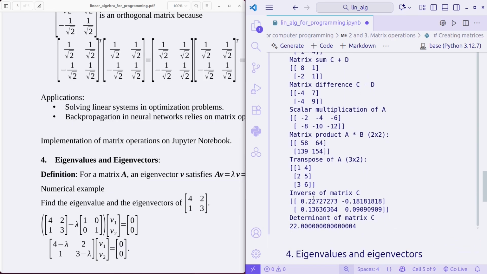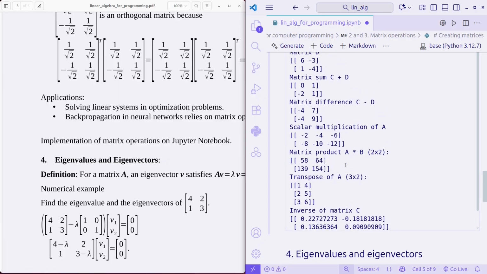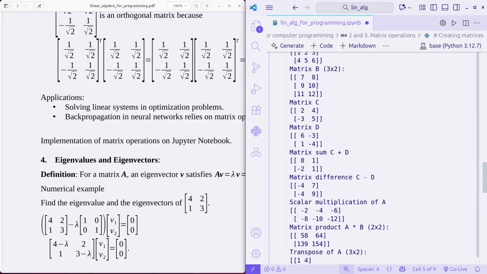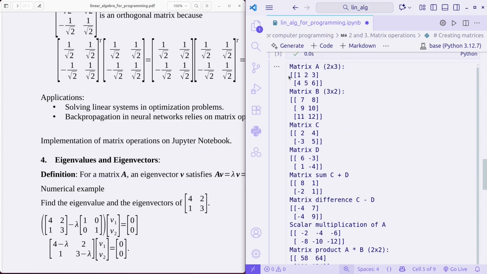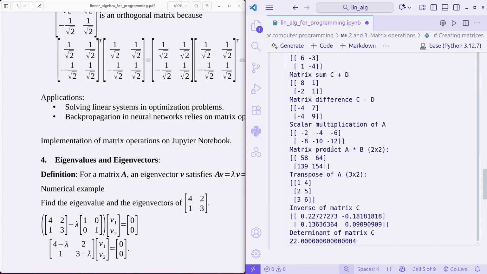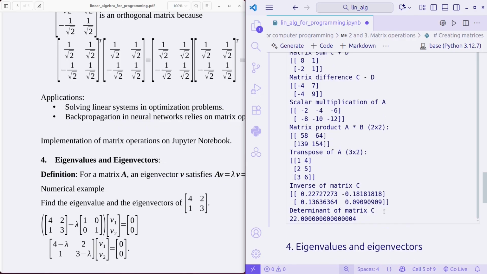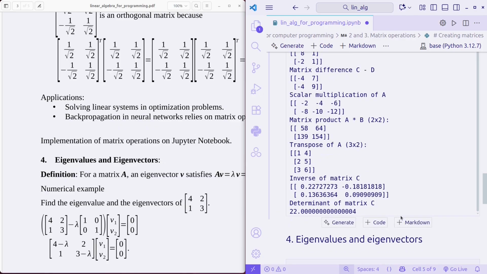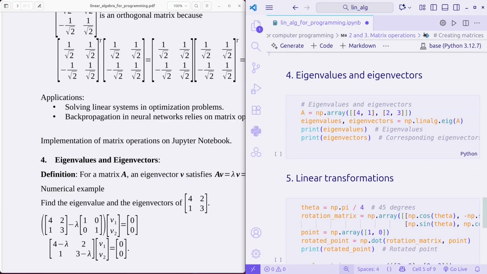Okay, you can see that I'm able to get the inverse and the transpose in this way. A is here, and the transpose is obtained by flipping the rows and columns. So I will have this answer, and the inverse of C can be evaluated by using the inv function in the linear algebra submodule. And the determinant can be found by the det function in the linear algebra submodule.